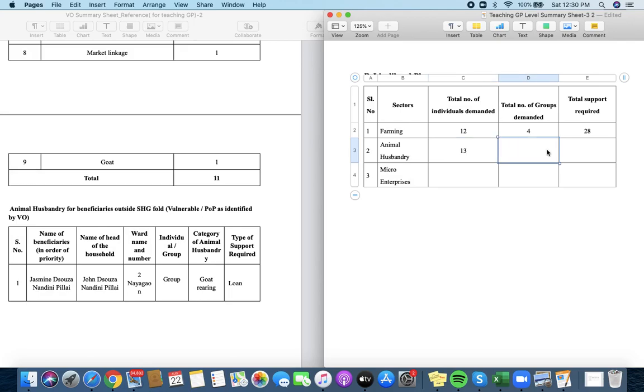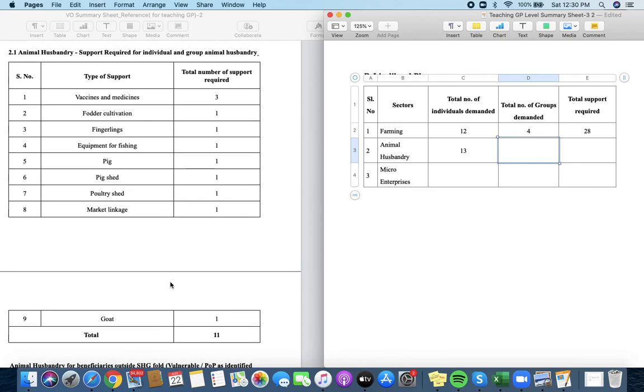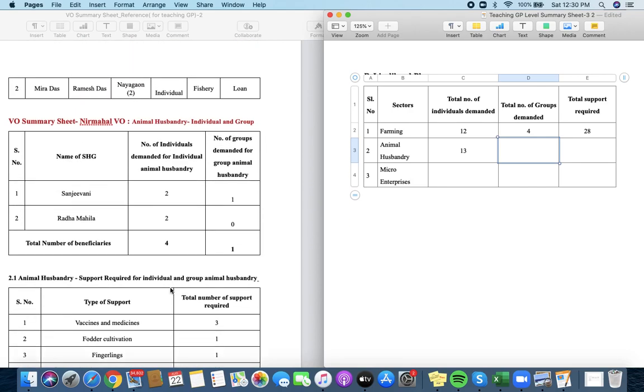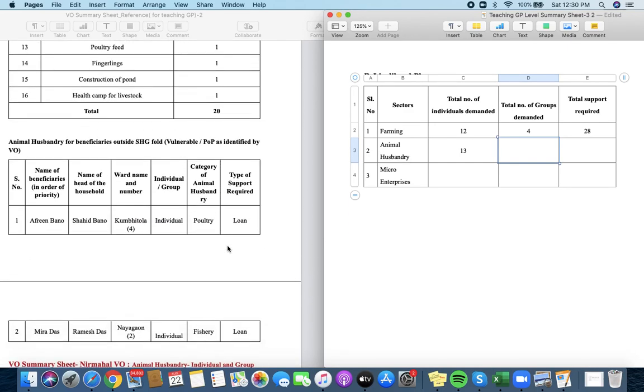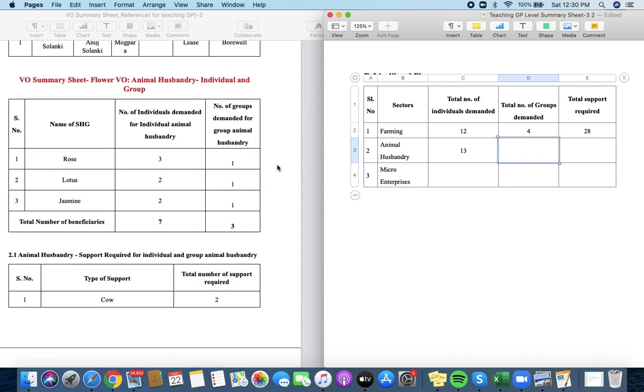Now the total number of groups that have demanded. So here one group will go from Neer Mahal VO to Flower VO. One group, again 2. In Flower VO, nobody wants to do it in a group from outside the SHG fold, and within the SHG fold, 3. So the total will be 5.